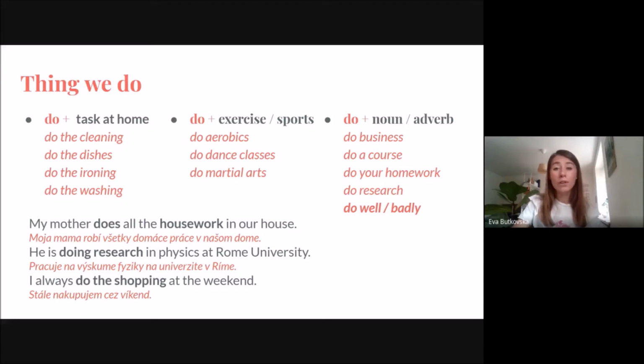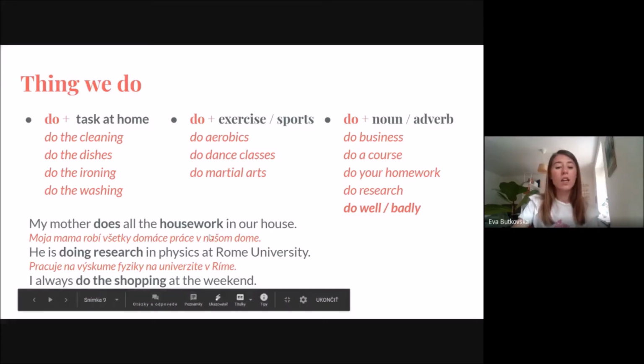Or a very common phrase is to say do well or do badly. If I'm asking, how are you doing? You can say, I'm doing well. Or I'm doing badly. We want to know the state of the activity.